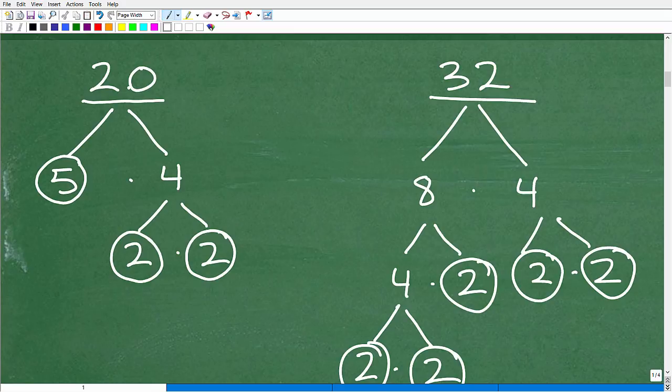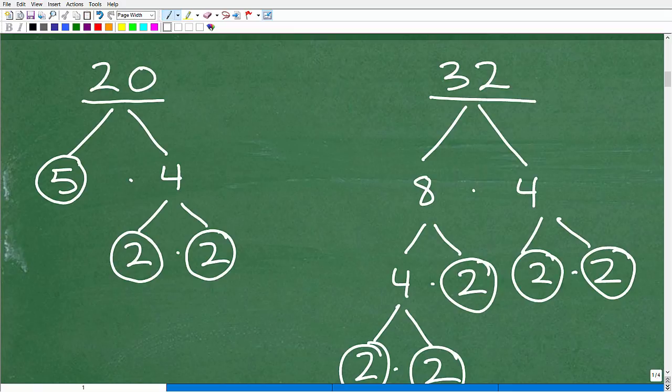So let's focus on 20 here. So 20 is the same thing as 5 times 4. It could be 2 times 10. Doesn't make a difference because you're going to get to the same values here. And we want to just keep breaking up these factors. So 5 times 4. Now, I circled 5 because it's a prime number. In other words, I can't factor this anymore. It's just 1 times 5. So we'll just stop here and circle it.